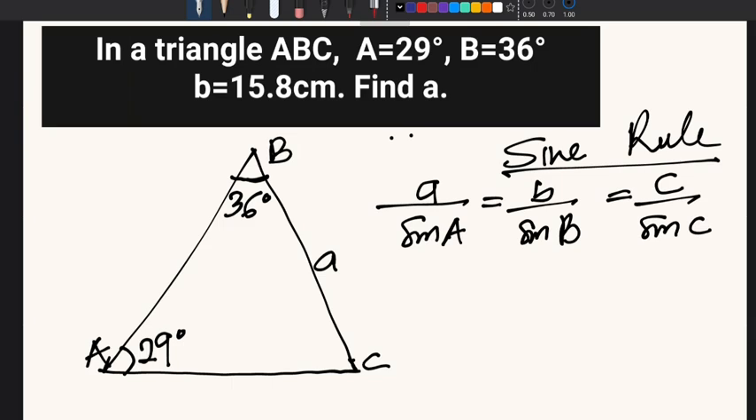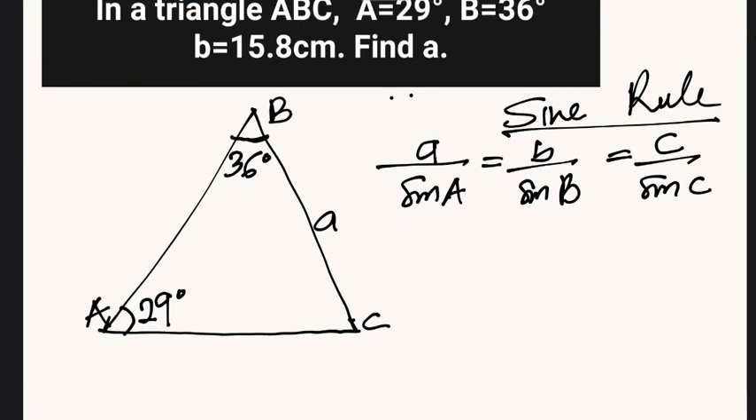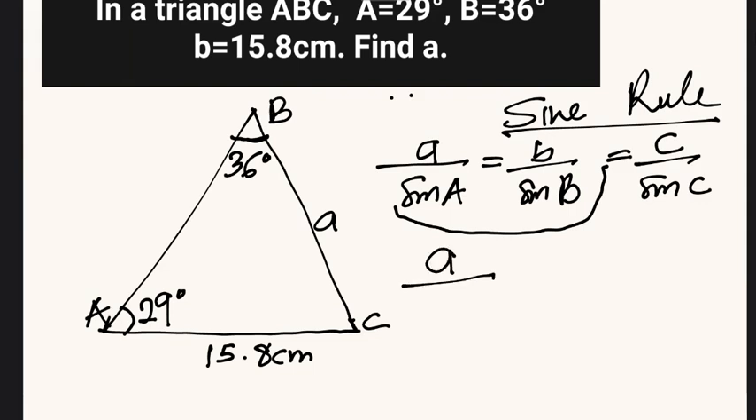So, but here, what we need, we are given the small b. Small b means the sides. So our small b is 15.8 centimeters. So now, what we want to consider is A and B. You only consider these two, which is a over sine A. What is small a? We don't know. And small a is the side that faces the angle A.